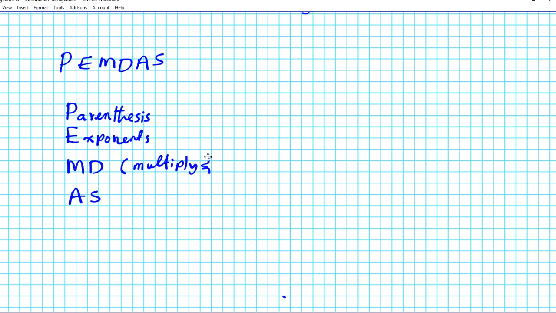What does PEMDAS mean? Well, let's write it this way. Please excuse my dear Aunt Sally. So parentheses means that you simplify the operations inside the parentheses first. Okay, so P is for parentheses, as in simplify operations in the parentheses. And then you go ahead and simplify exponents. M and D just basically means you multiply and divide next.